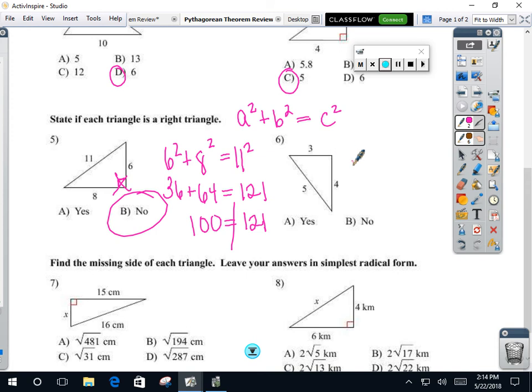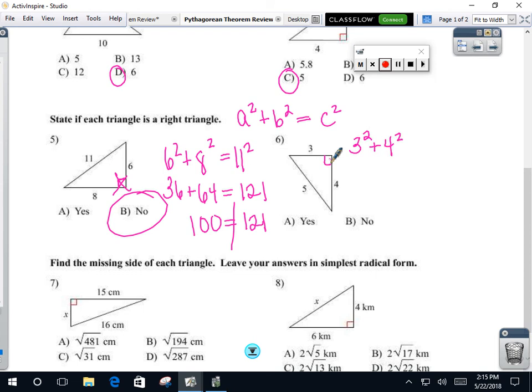Okay, so this one, it appears that the right angle would be over here, which means the legs are 3 and 4. So that would be your A and your B. Order doesn't matter there. Your C would be across from the right angle, which would be that 5, and then square it. 3 squared is 9, 4 squared is 16, 5 squared is 25, 9 plus 16 is 25, so you end up with a true statement, which means yes, this one is a right triangle. That is a right angle up there.